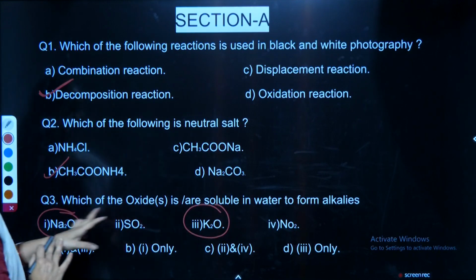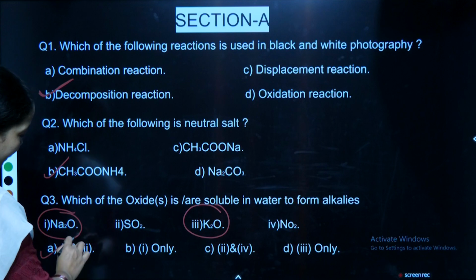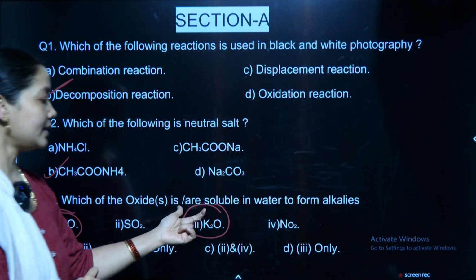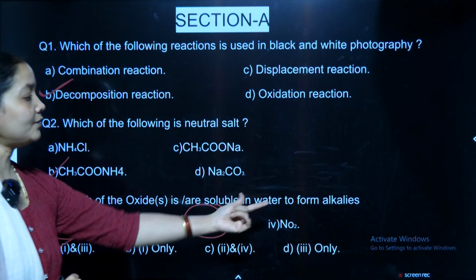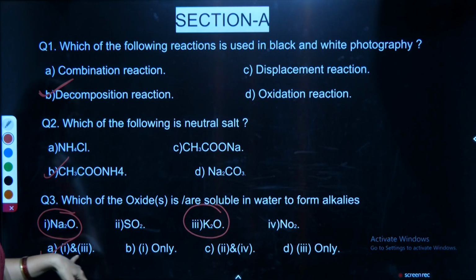So, using 1 and 3, I have to choose an option with 1 and 3. If I go for option A, it's the 1 and 3 combination. Therefore, this will be my right option to select, because sodium oxide is a metal oxide and potassium oxide is also a metal oxide, which can form alkalis when dissolved in water. Hence my option will be A with 1 and 3.